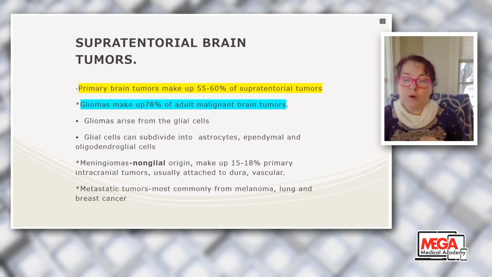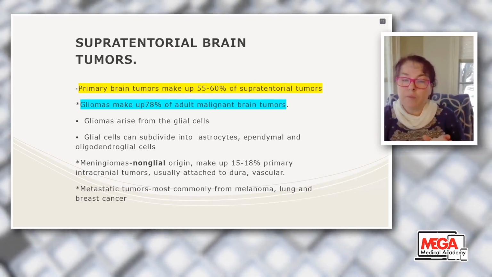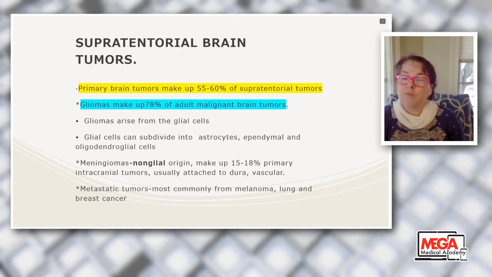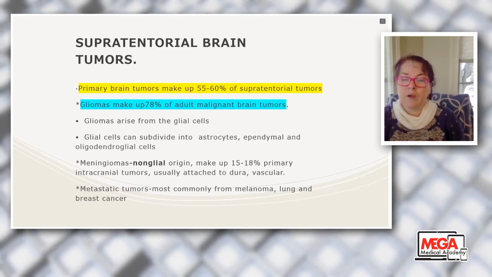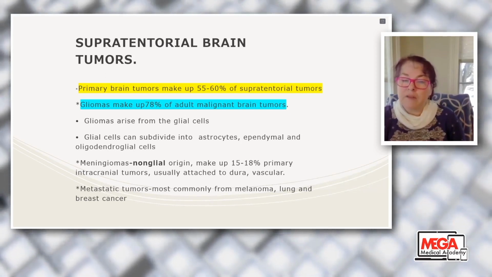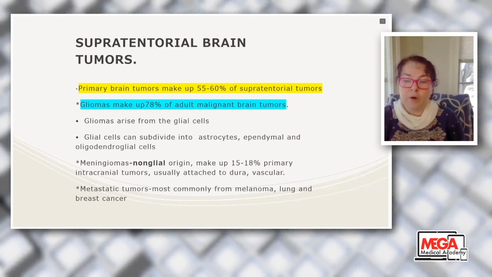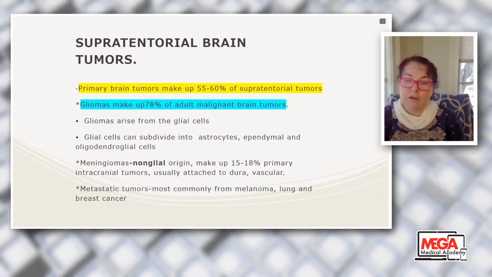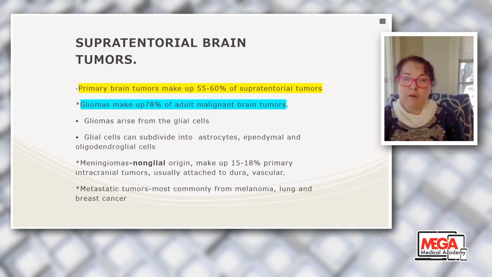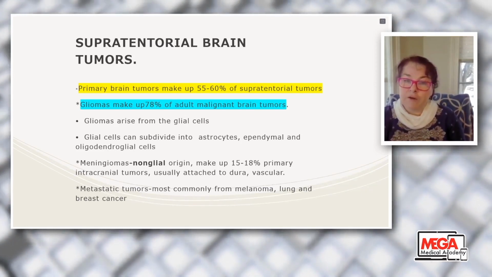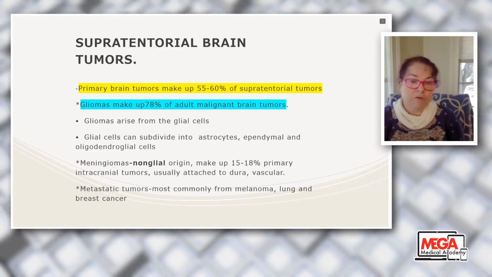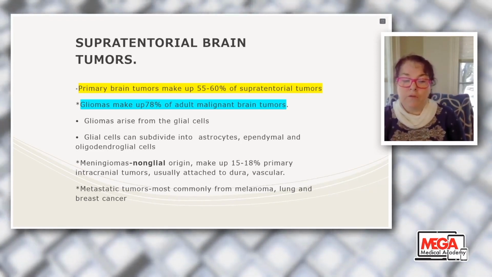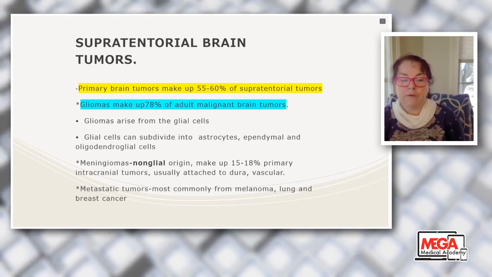Supratentorial brain tumors, the primary brain tumors in this area, make up about 55 to 60% of the supratentorial tumors. Of these, gliomas make up 78% of adult malignant brain tumors. Gliomas arise from the glial cells of the brain. Glial cells can subdivide into different cells. They can divide into astrocytes, ependymal cells, oligodendroglial cells.